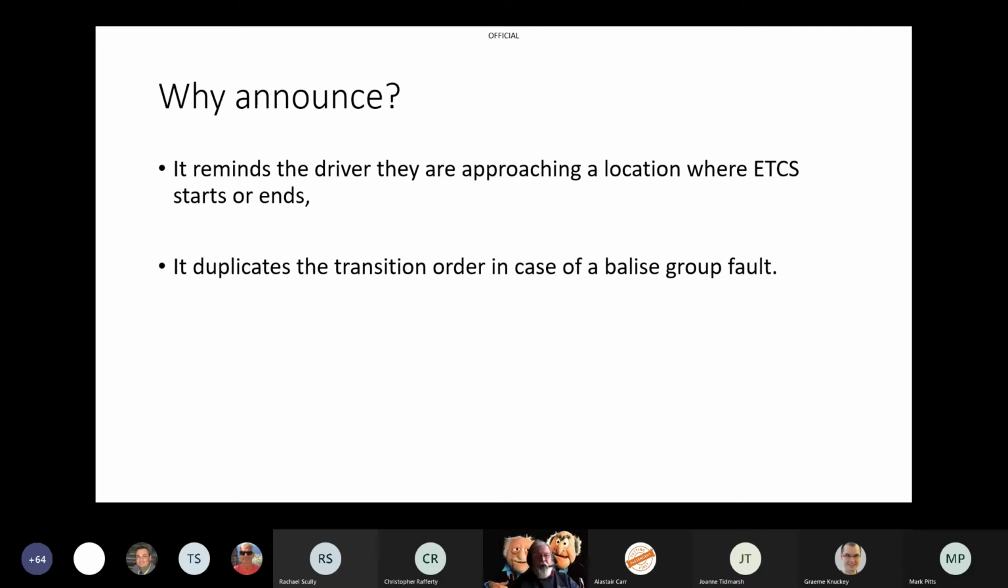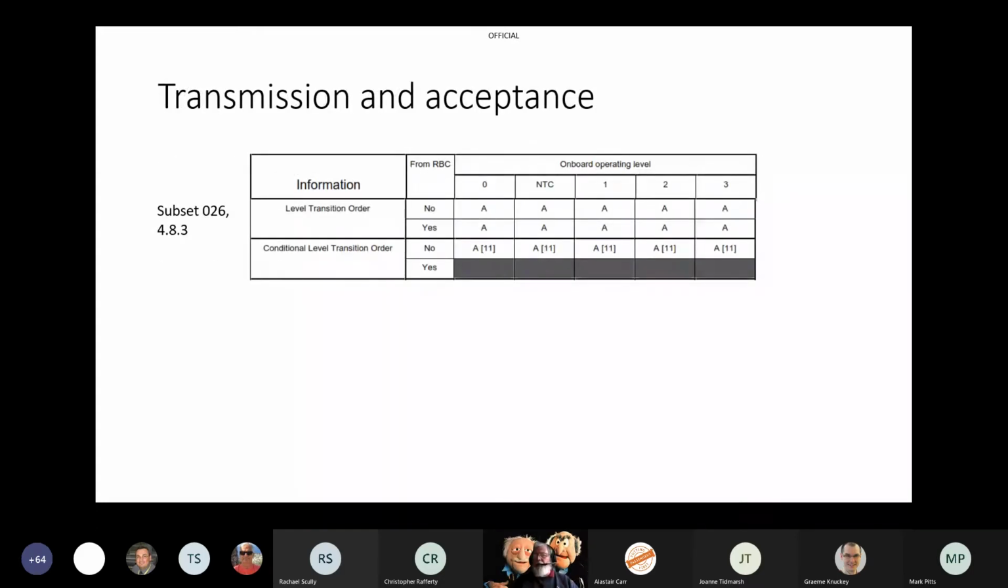Now, in the past, we've had a good rummage in subset 26, and you'll know that any message that the train receives has to go through some filters to decide whether we're going to process it. And the transmission and acceptance of level transition orders and conditional level transition orders is no different. A level transition order will be accepted by the onboard if it is received from a balise group or from the RBC as a Euroradio message. However, a conditional level transition order will only be accepted if it comes from a balise group.